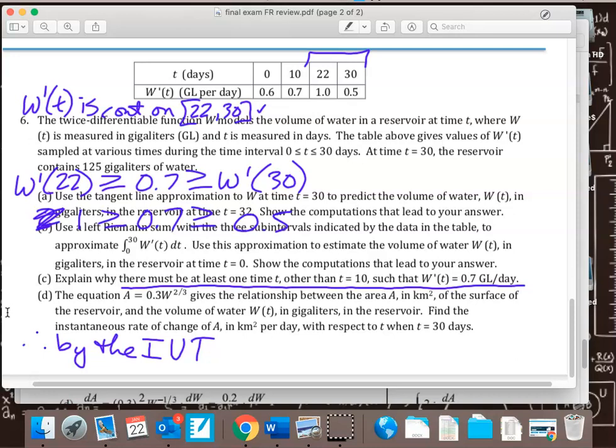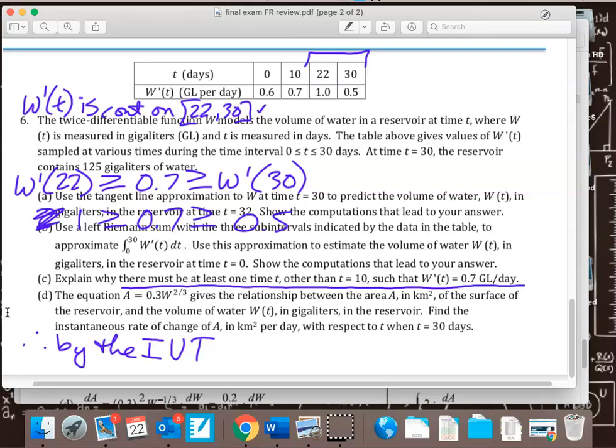Really what IVT says is that a continuous function has to hit all the y values in between any two given y values, right? To get from A to B, you have to hit all the y values in between. All right. MVT, two checks. Continuous on the closed, differentiable on the open, and MVT says that your AROC has to equal your IROC. So somewhere in that interval, if you find the average rate of change over your interval, the instantaneous rate of change has to be equal to the average rate of change.